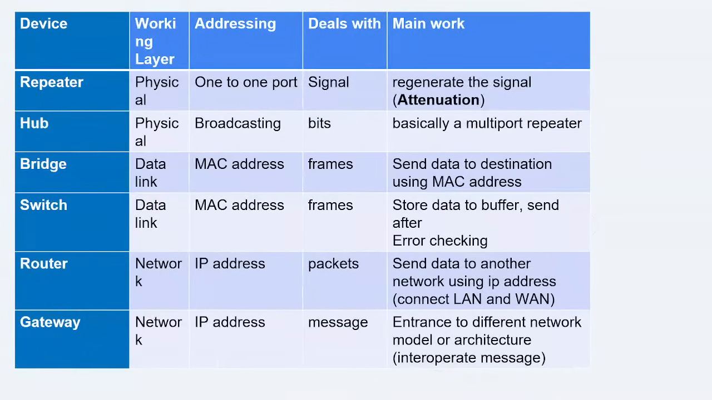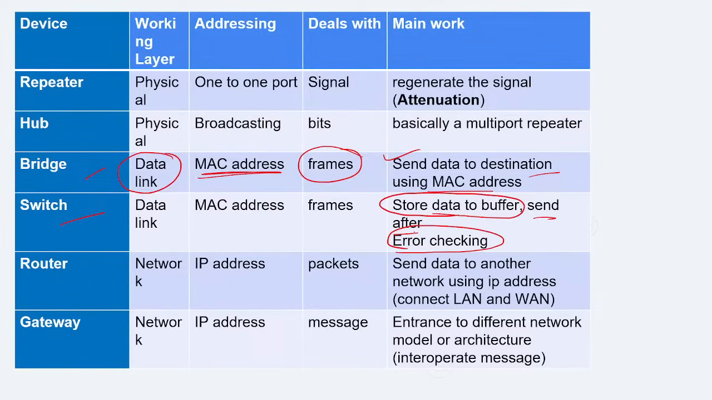Next one is the bridge. The bridge works in the data link layer with the MAC address and deals with frames. It sends data to the destination using the MAC address. Then the switch. In a switch there is a data buffer: it stores data in the buffer and sends it after error checking. That is the extra advantage in the switch.